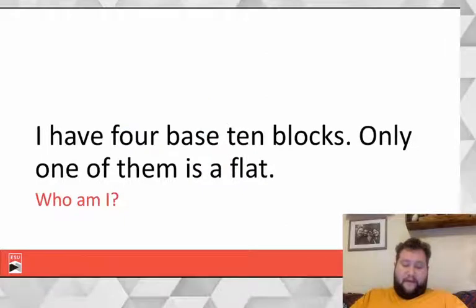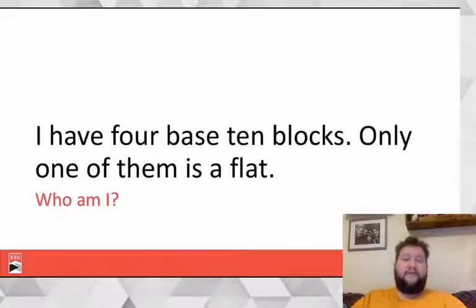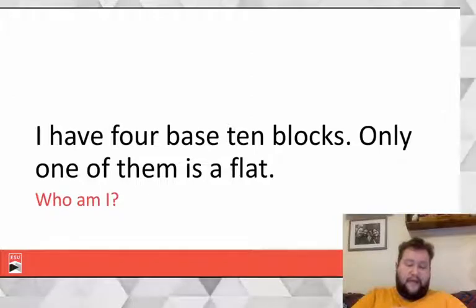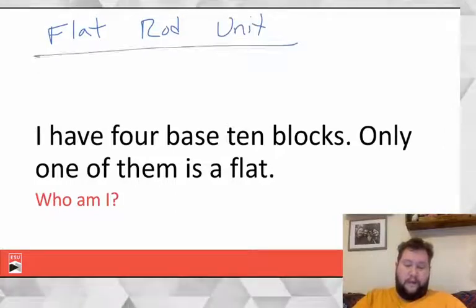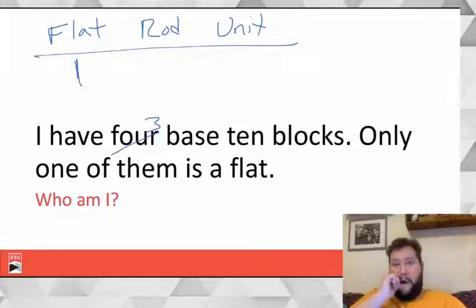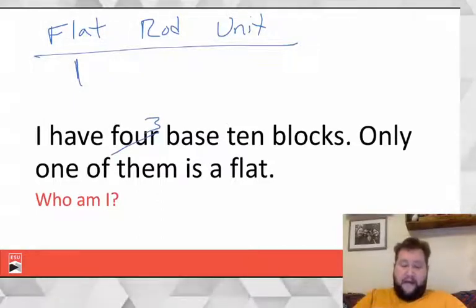And then our last one. I have 4 base 10 blocks. Only one of them is a flat. So now we have flat, rod, unit. I have 1 flat, which means I have 3 base 10 blocks to work with. So I could have 3 units, 2 units, 1 unit, or no units.